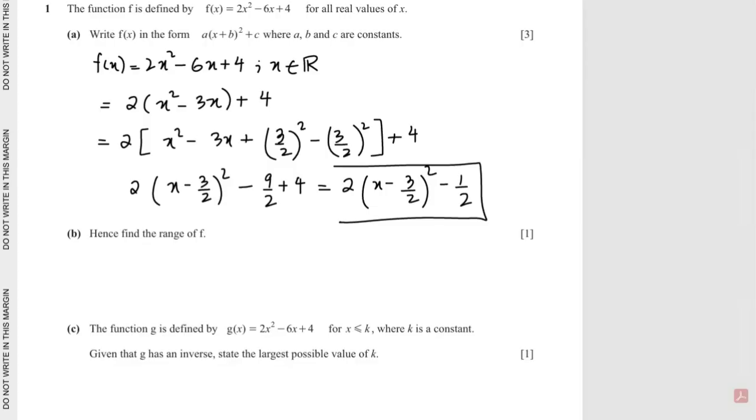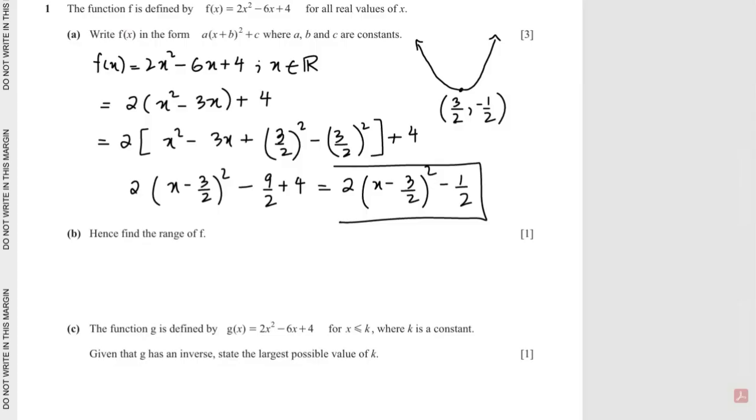Part B, hence find the range of f. In order to find the range of a quadratic function, you need to know whether it's a parabola with a minimum turning point or a maximum turning point. In this case, it's one with the minimum turning point since the coefficient of x squared is 2. It's also wise to sketch your parabola just to have an idea. So the minimum point is 3 over 2 and a negative 1/2. Since my completed square form gives that, the x-coordinate of the turning point and the y-coordinate of the turning point.